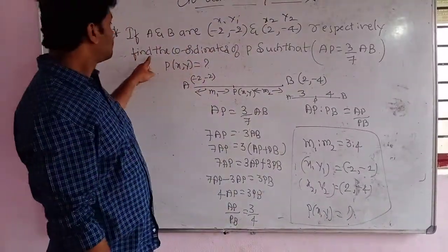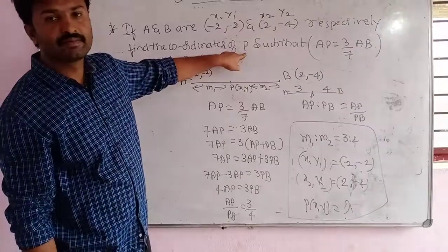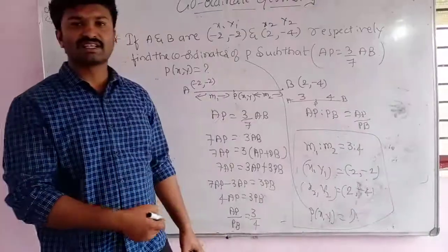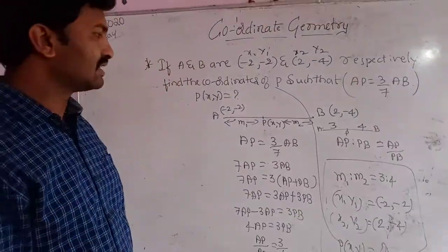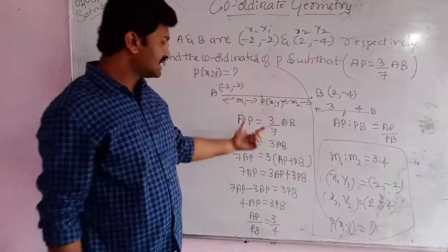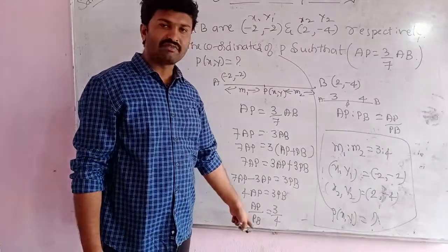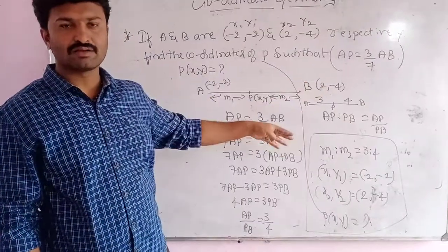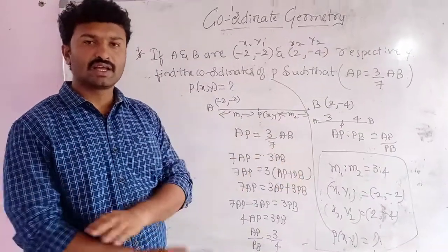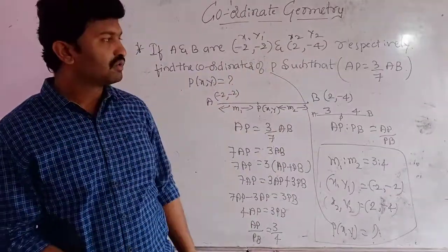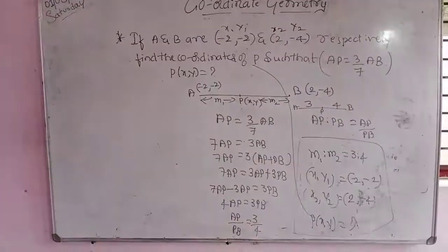Find the coordinates of point P. You will get the answer after substituting in the section formula. This is a very simple question. By this hint we got the ratio. After getting the ratio, x1, y1, x2, y2 values are there. Just substituting in the section formula, you will get the coordinates of point P. This is how you can easily find out the coordinates of point P.